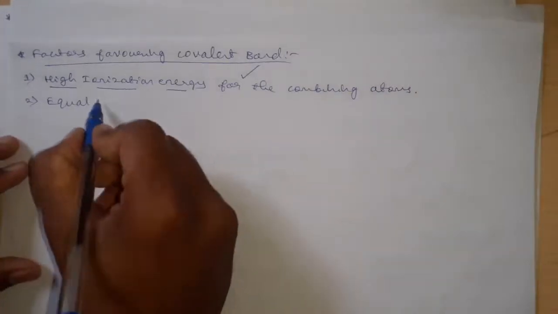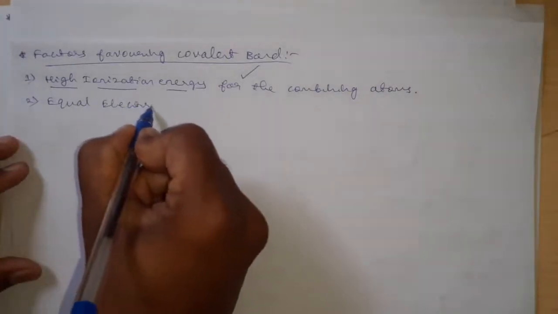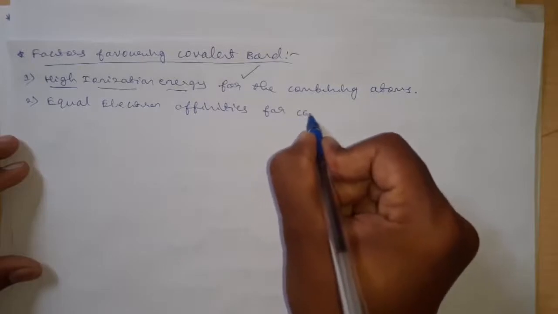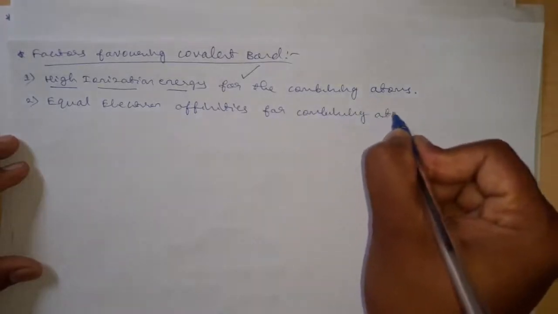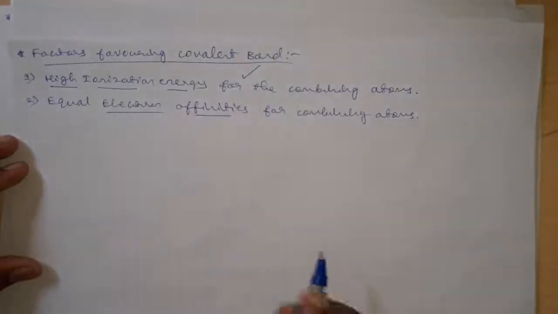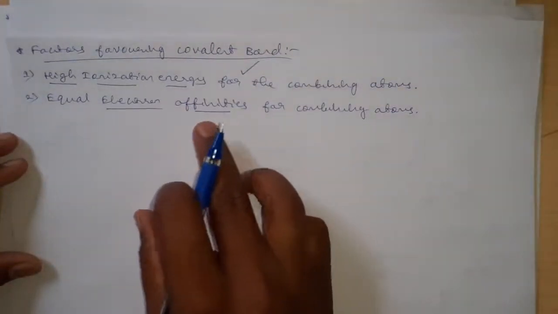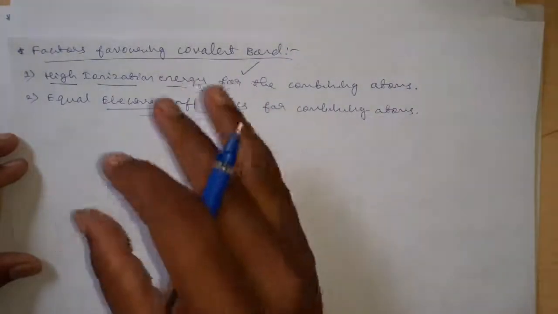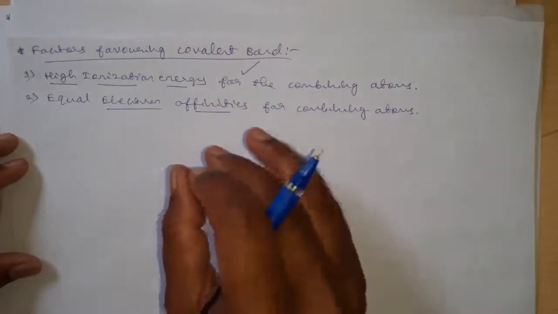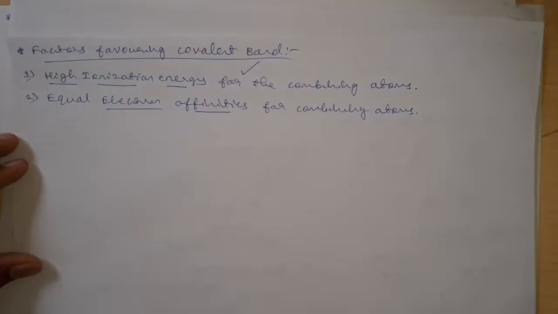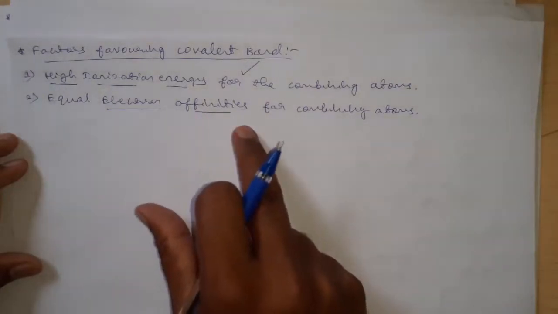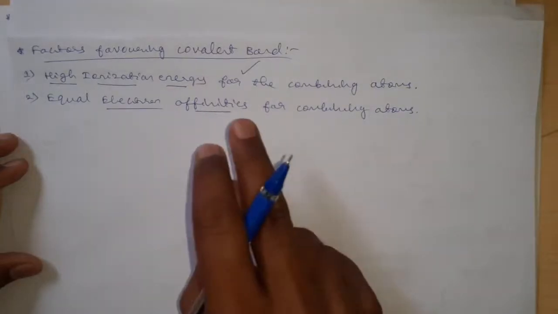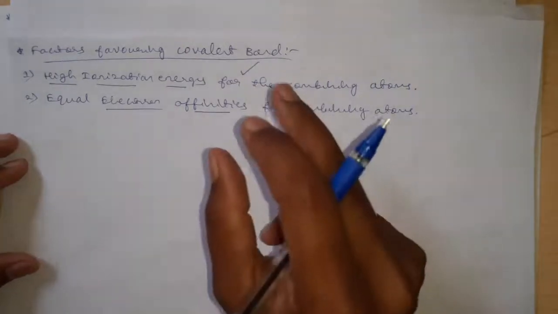And the second factor is that the combining atoms should have equal electron affinities. Then what do you mean by electron affinity? Electron affinity is the amount of energy released when an electron is added to a neutral gaseous atom. And if both the combining atoms have equal electron affinities, then neither of the two atoms wants to lose its electron.